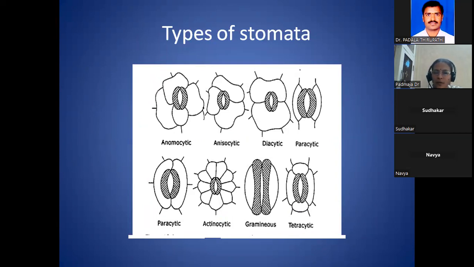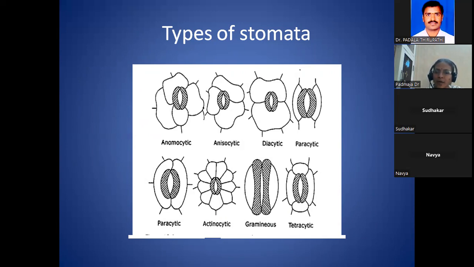So before that, note that the guard cells are kidney shaped in dicots and dumbbell shaped in monocots. Through these stomata the exchange of gases takes place, and transpiration also takes place. Transpiration means water coming out from the aerial parts of the plants in the form of water vapor. This transpiration is considered a necessary evil. It is also harmful to the plants, but it also maintains the temperature in the plants.